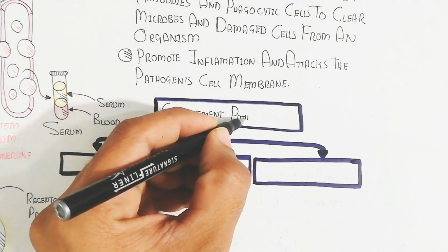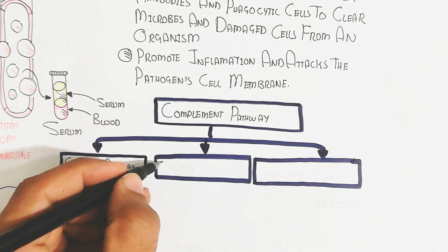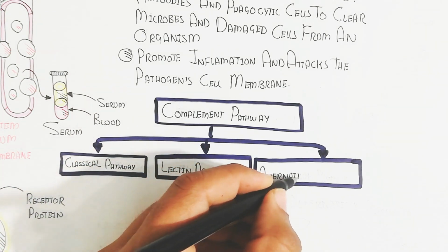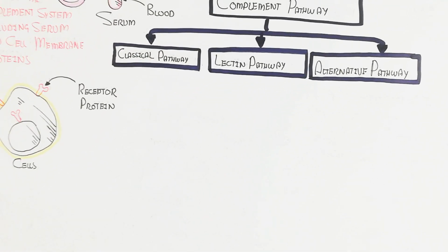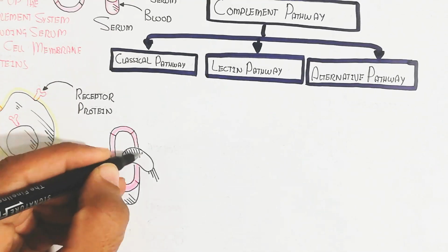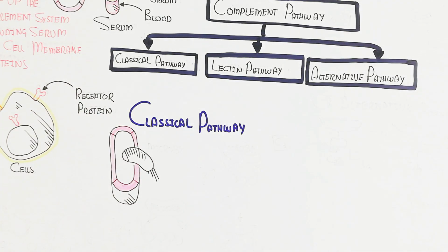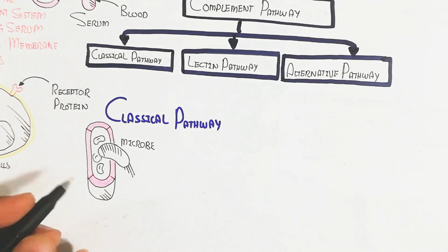Let's begin to understand the complement pathway. The complement pathway can be divided into the classical pathway, the lectin pathway, and the alternative pathway. We will discuss the classical pathway, lectin pathway and alternative pathway separately, but we will set aside the lectin pathway for now. We will understand the classical pathway and the alternative pathway.